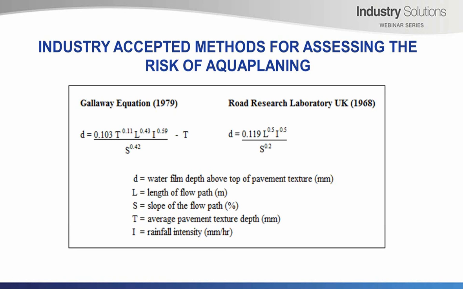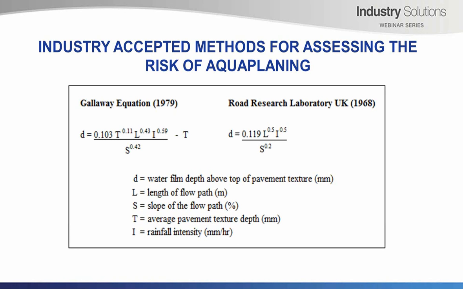Both formulas are presented with the caveat that around the 4 millimetre mark tends to be the critical film depth for when the risk of aquaplaning starts to become significant. There's also a range between 2.5 and 4 millimetres, where the risk is considered to go from low risk up to a high or unacceptable risk. Again, these are not hard and fast numbers, not definitive numbers. There is some leeway, and in some cases film depths can go higher than that without increasing the risk of aquaplaning.